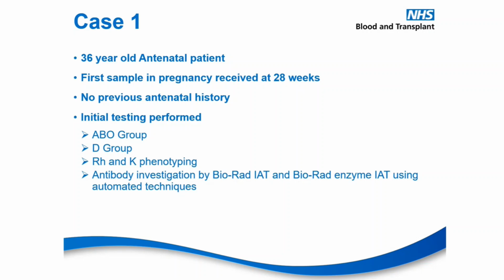Okay, thank you. So case one, we had a referral from a 36-year-old antenatal patient. The first sample in pregnancy was received at 28 weeks. Routinely, your initial testing for antenatal samples occurs in early pregnancy, around 10 to 16 weeks, as a booking sample. So this was quite a late booker. She had no previous antenatal history with us and nothing noted on the referral. So initial testing performed: we did an ABO group, a D group, an RH and K phenotype and an antibody investigation by IAT and enzyme IAT using our automation.